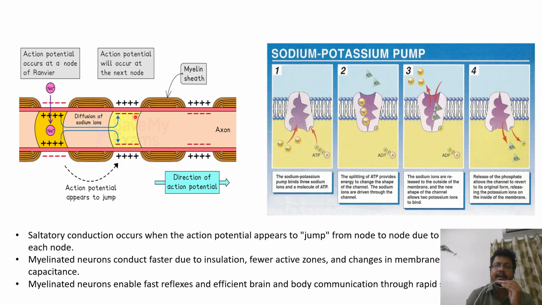So does anything actually jump? The answer is no. Nothing physically leaps from one node to another. What happens is the action potential is regenerated at nodes while current spreads invisibly under the myelin. The term saltatory, from the Latin saltare, describes how it looks, not what truly happens.